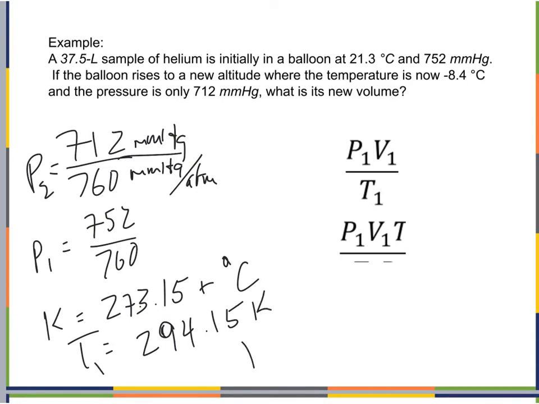Right, and T2 is going to equal, so we're going to take away 8.4. Quick math on that: 273.15, hang on, 273.15 minus 8.4, so I get 264.75.